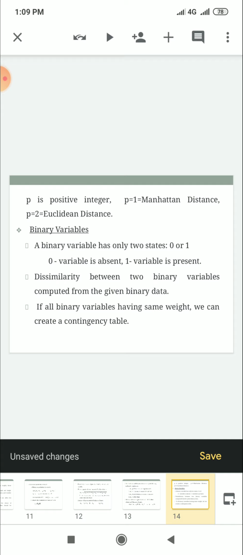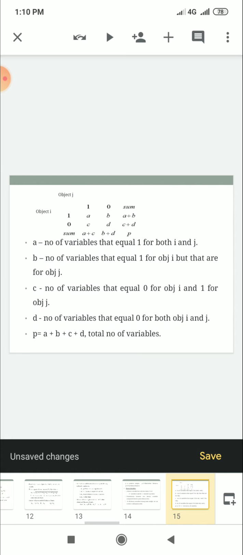Another representation is binary variable. It has only two states, 0 or 1. 0 means absent and 1 means present. The similarity between two binary variables is computed from the given binary data. If all binary variables have the same weight, we can create a contingency table. This table is represented like this.